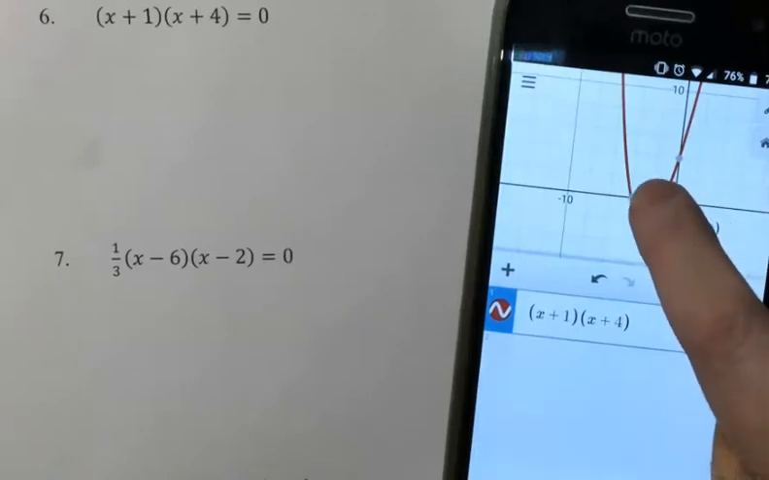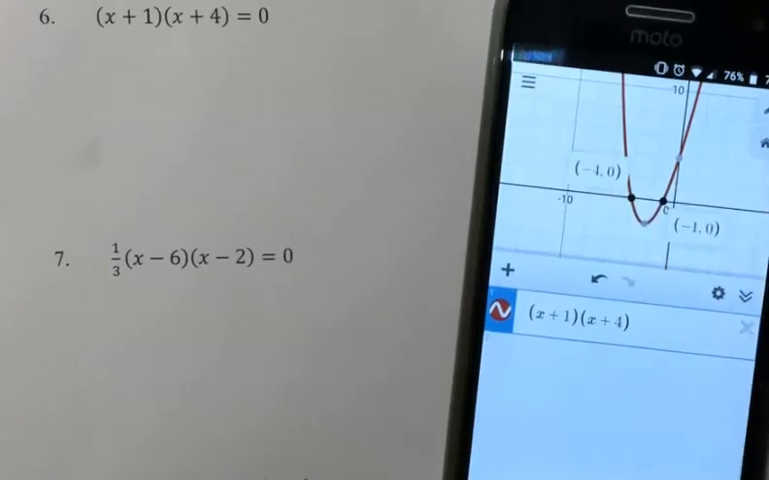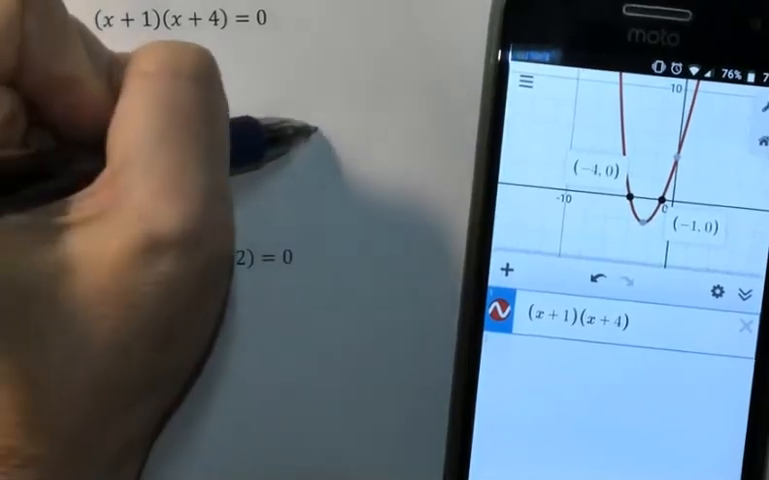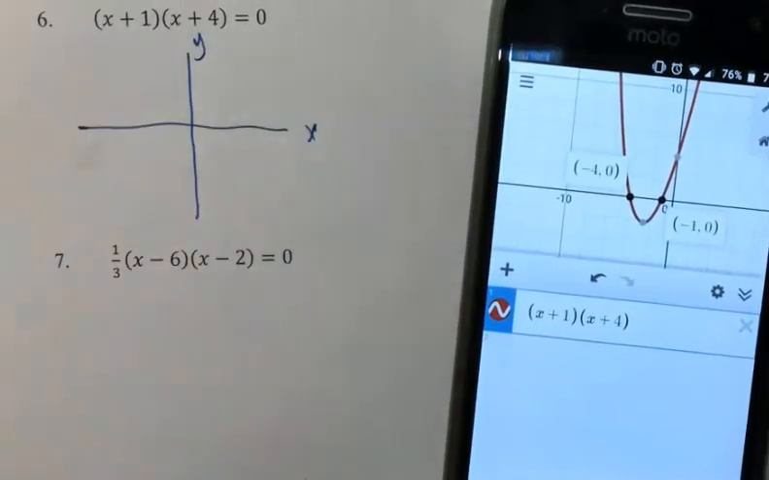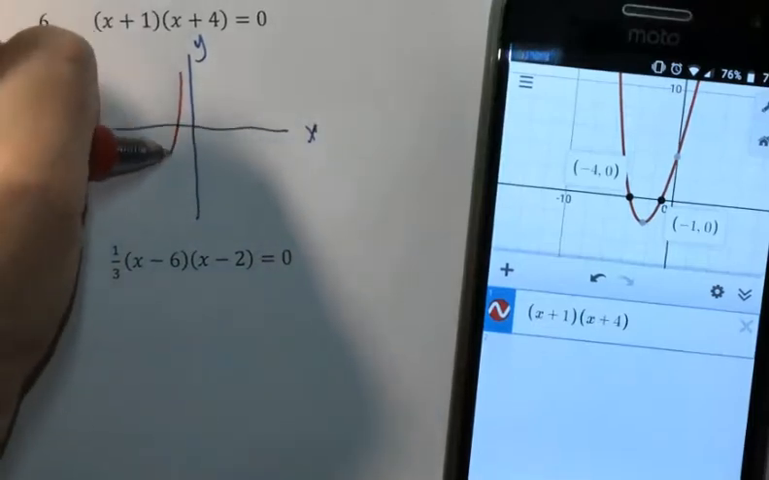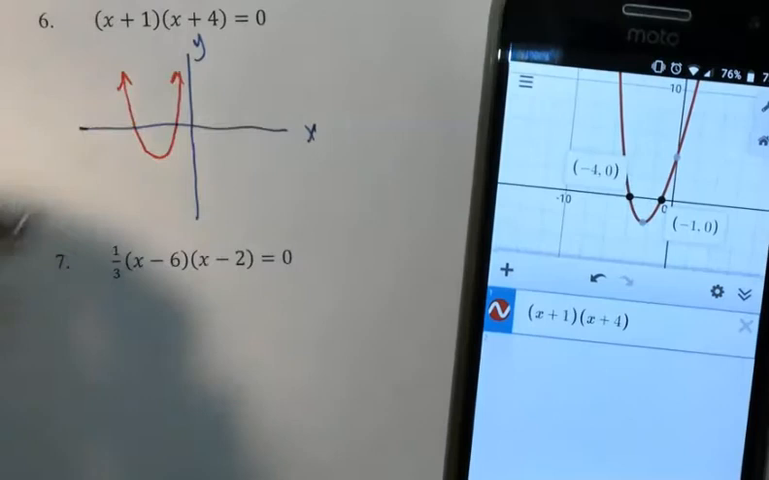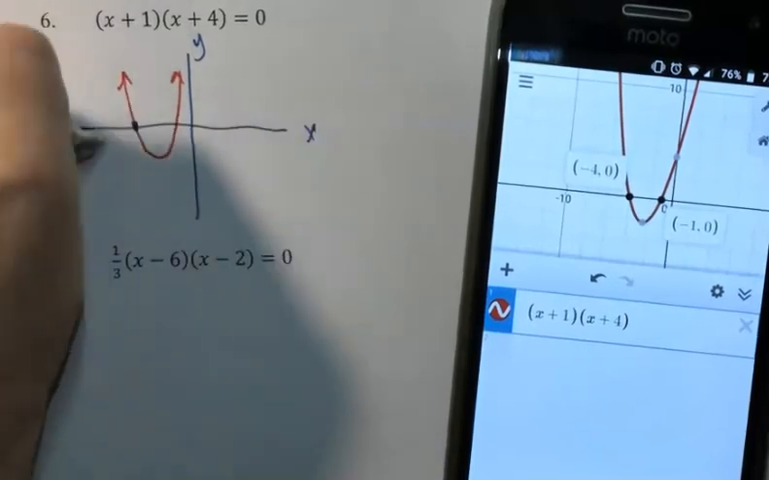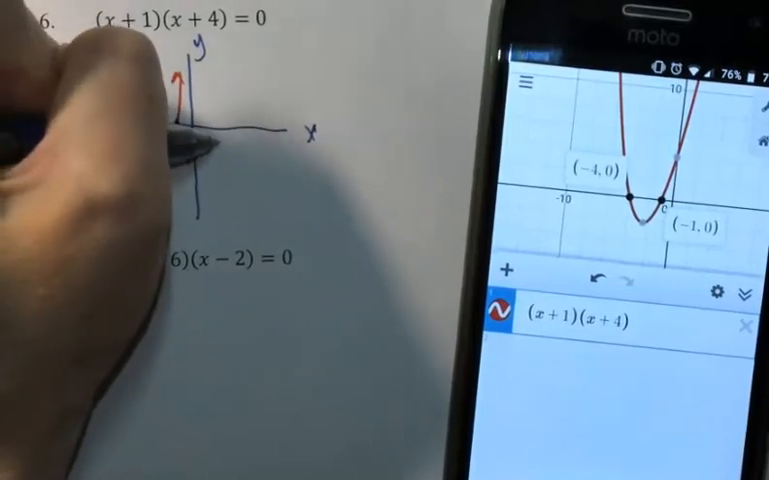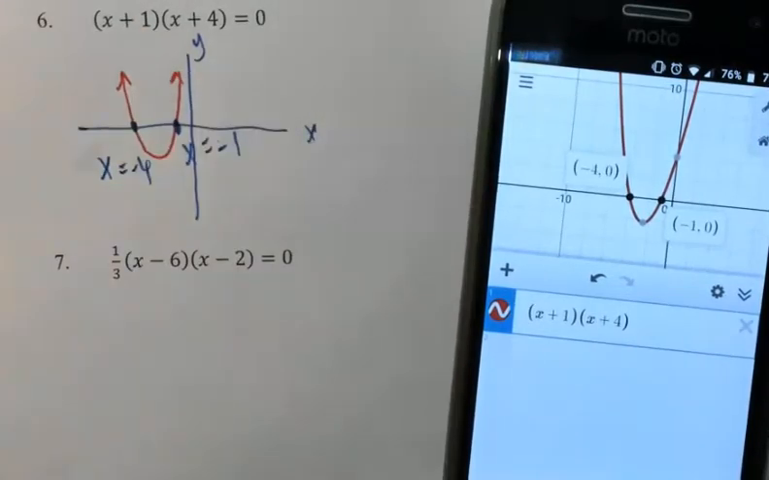So up here, if you click or just tap on those x coordinates, you will see that your two x-intercepts are x equals -4 and x equals -1. So I'm going to make a quick sketch of what I'm seeing here. My x-intercepts for my parabola are both over here on the left side. So this one's x equals -4, and this one's x is equal to -1.